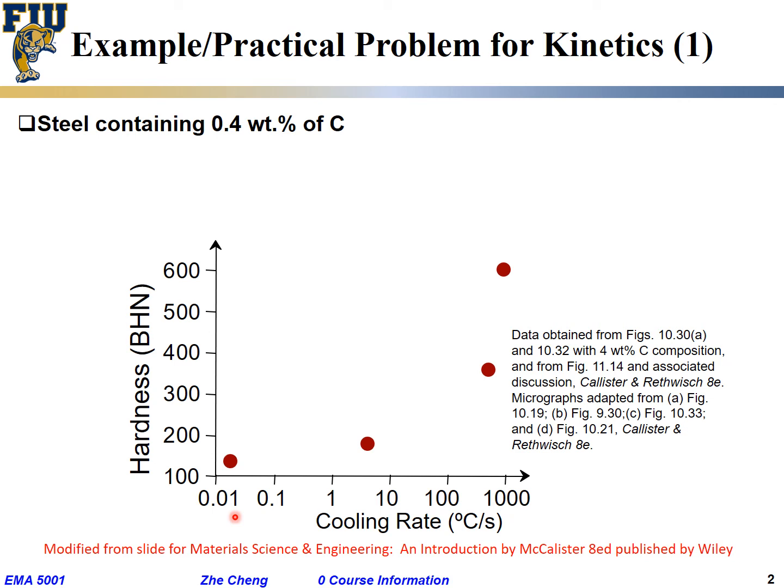Roughly 1 minute per 2 degrees, which means from 1000 degrees C all the way to room temperature, we are roughly talking about 500 minutes, 8 hours. 8 hours to cool from 1000 to room temperature.